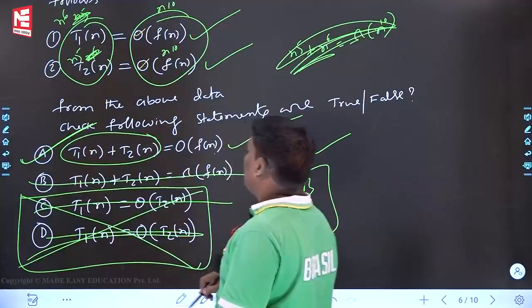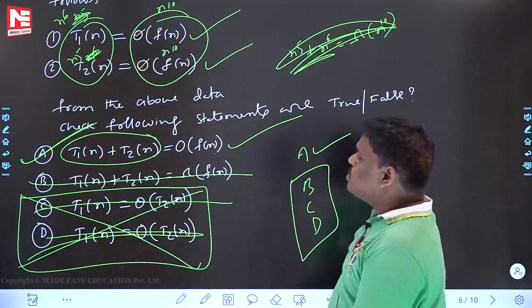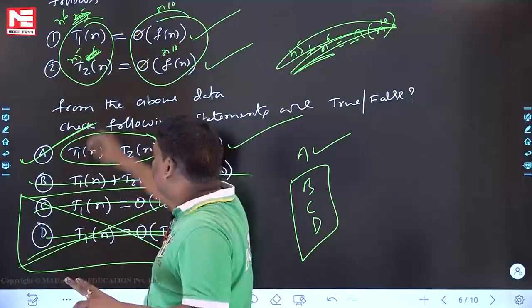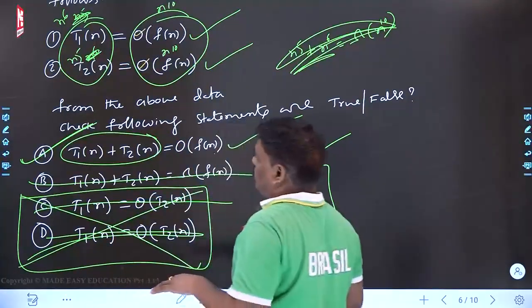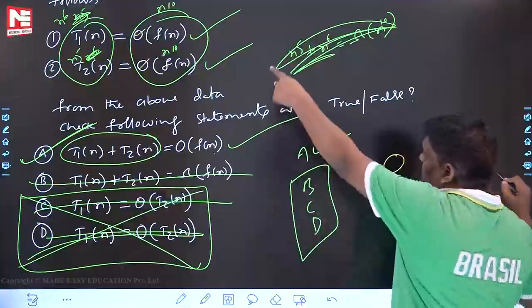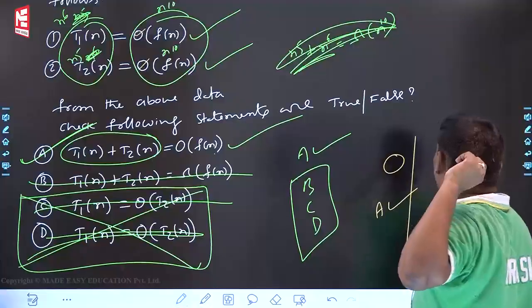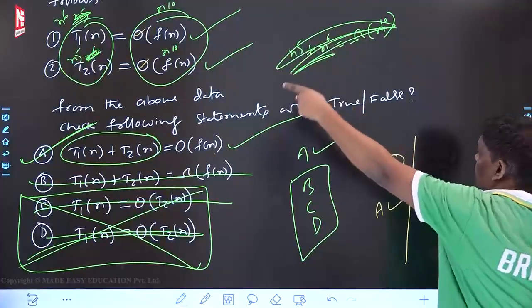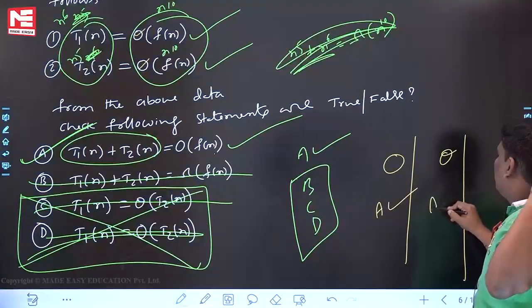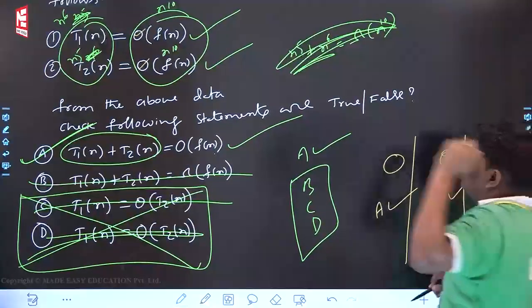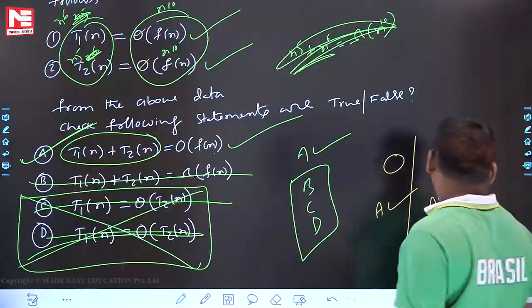Then what about option A? True. Option B? True. Option C? True. Option D? True. So if I make these two theta, then all are true. If I make this big O, only A is true. If the given problem is big O only, then only A is correct. If the given one is T1 of n is theta of f of n and T2 of n is theta of f of n, then all are correct. Fine, let's go to the next problem.